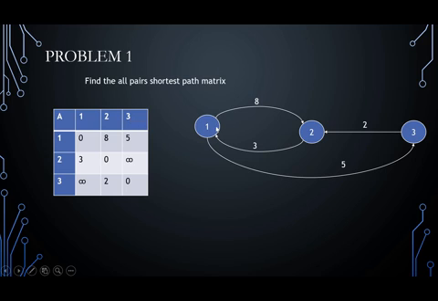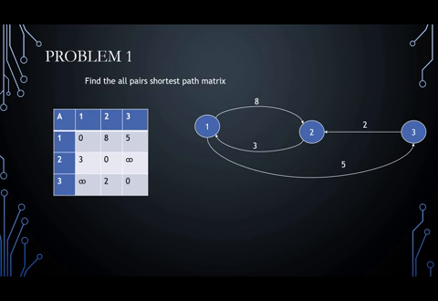1 to 3, there is a direct path with 5. 2 to 1, there is a direct path with 3. 2 to 2, principal diagonal element, 0. 2 to 3, there is no direct path, so infinity. Then 3 to 1, there is no direct path, infinity. 3 to 2, there is a direct path, 2. 3 to 3, principal diagonal element, so I put a 0. Fine. So the cost adjacency matrix is prepared.